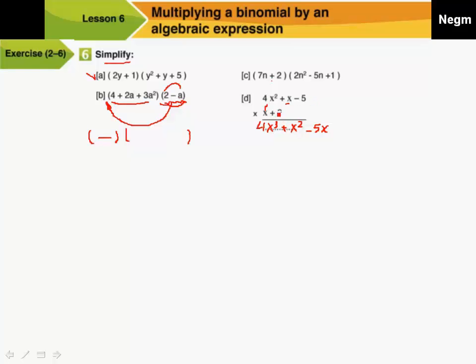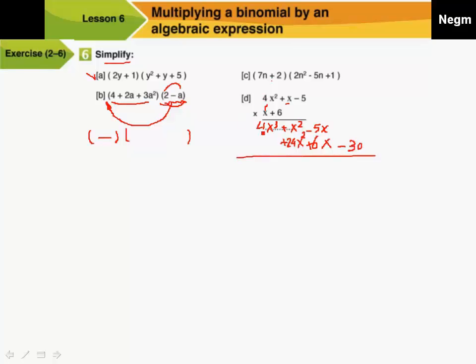So 6 multiplied by 4x squared is 24x squared. But be careful, put it here under x squared. 24x squared. Plus 6 multiplied by x is plus 6x. We write it here under x, plus 6x. And plus 6 times minus 5 is minus 6 times 5, which is 30.